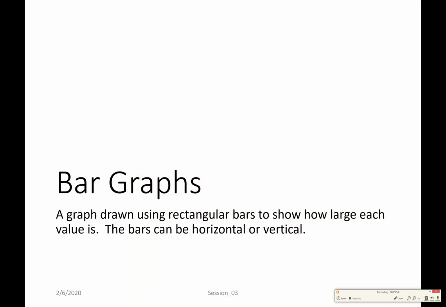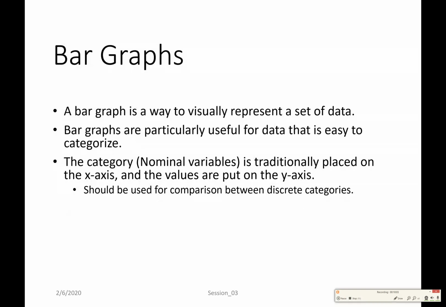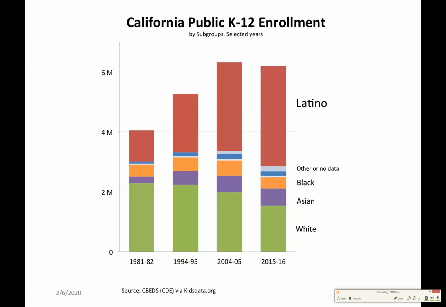The next one is bar graphs. A bar graph is drawn using rectangular bars to show how large each value is. The bars can be horizontal or vertical. It's a way to visually represent a set of data. Bar graphs are particularly useful for data that is easy to categorize. The categories, or nominal variables, are traditionally placed on the x-axis, and the values are put on the y-axis. They should be used for comparison between discrete categories. So this is an example of that.